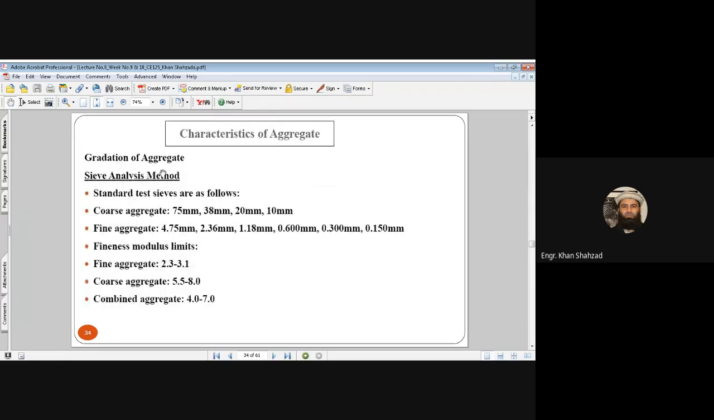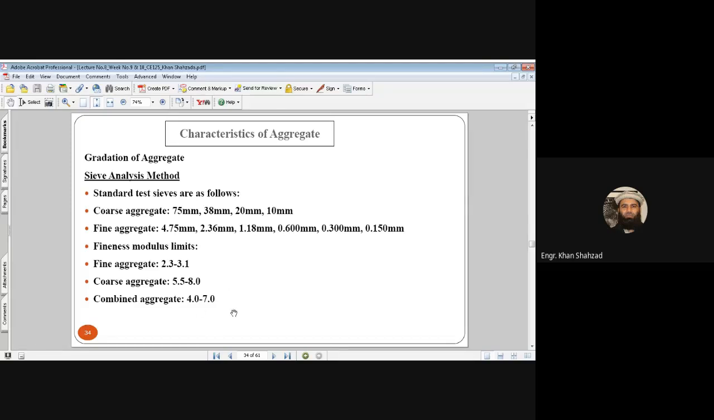Now, the gradation. We were discussing the gradation of aggregates and the sieve analysis methods. Standard test sieves are as follows. These are for the coarse aggregates. On top, we put the 75mm sieve, or sieve having size 3 inches, then 38, 20, and so on. For the fine aggregates, the top one is sieve number 4, or size 4.75mm, and so on. The fineness modulus limits for fine aggregates, as I told you, are 2.3 to 3.1. For coarse aggregate, it varies from 5.5 to 8, whereas when combining the two types of aggregates, it varies from 4 to 7.